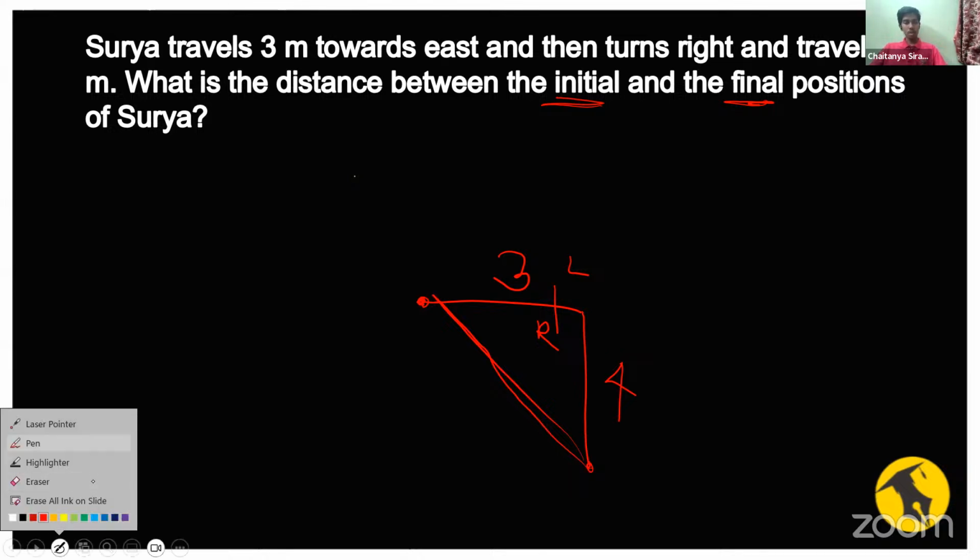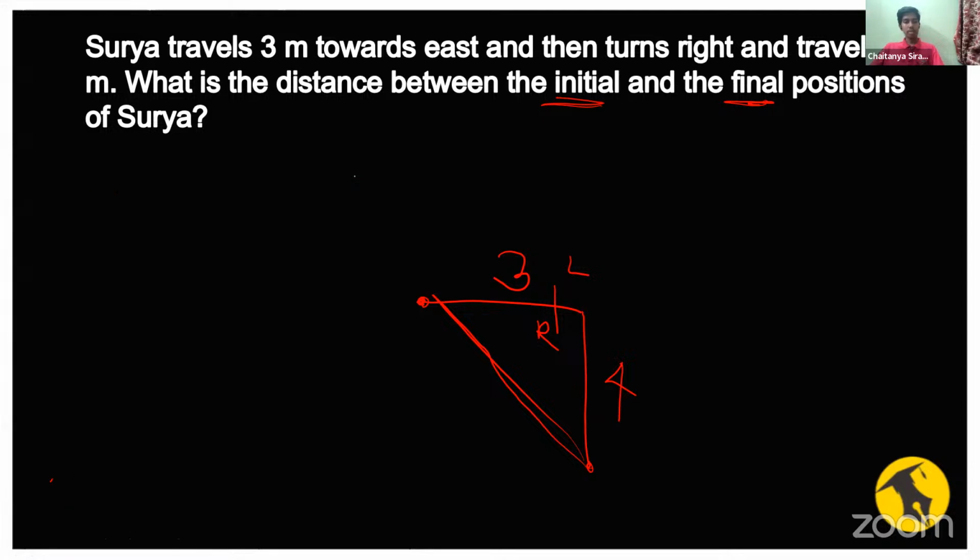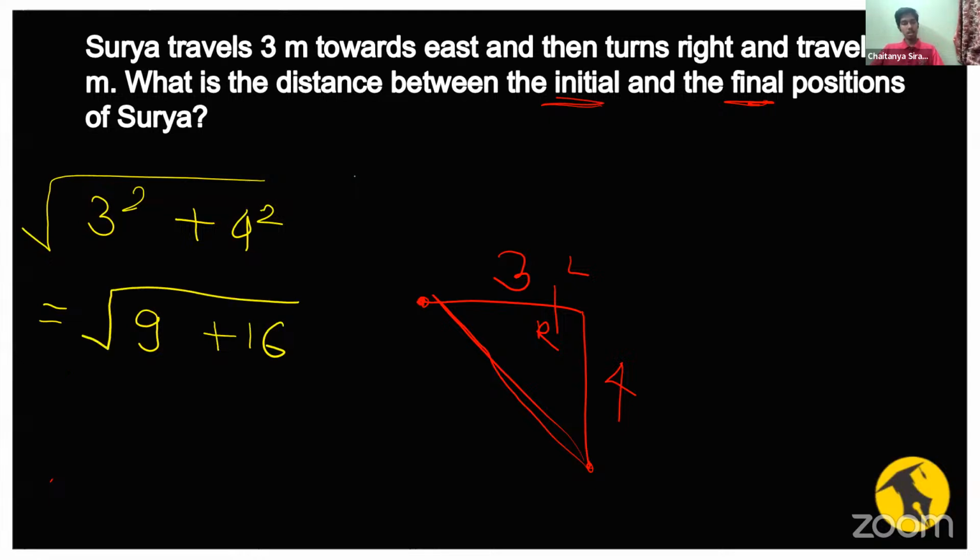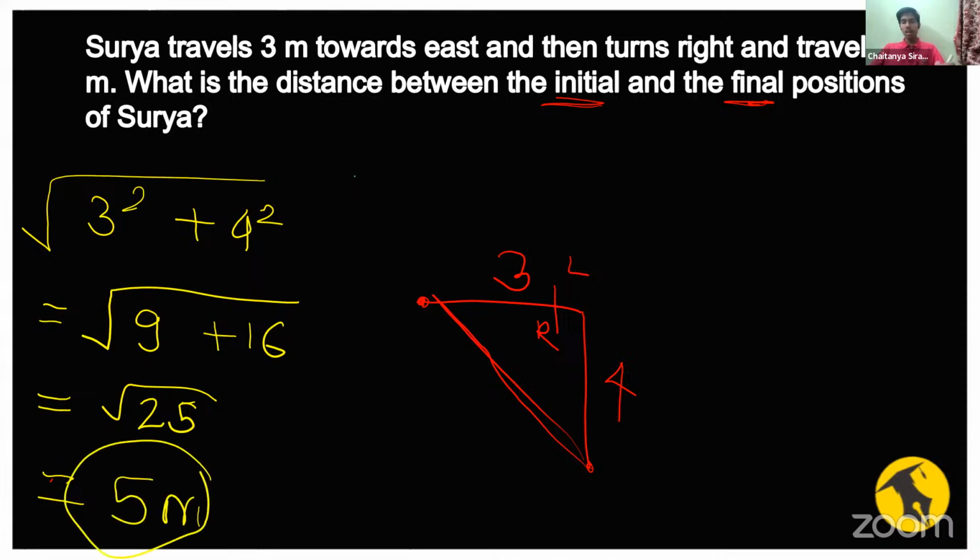I told you the formula, or you can simply apply Pythagoras theorem here. So it will be square root of 3 square plus 4 square, which is nothing but 9 plus 16, square root of 25. Now we won't take minus 5 here since distance is always positive. You can't travel minus 5 meters. So the correct answer would be 5 meters in this case. All right, fairly easy question. If you know the formula, square root of x square plus y square, you can directly get the answer.